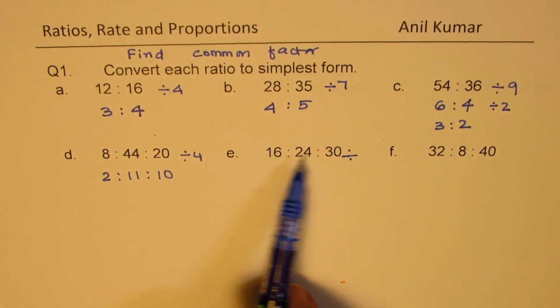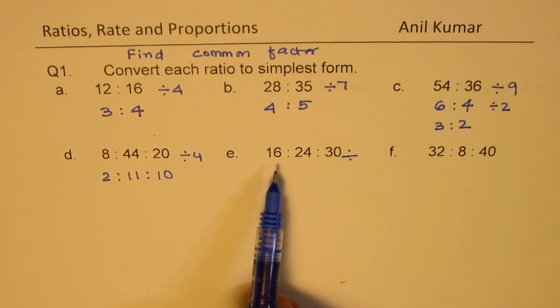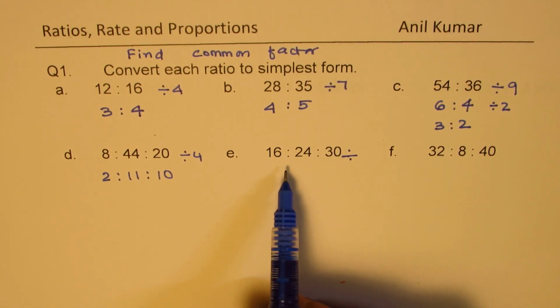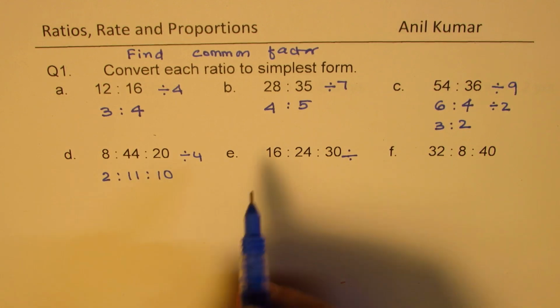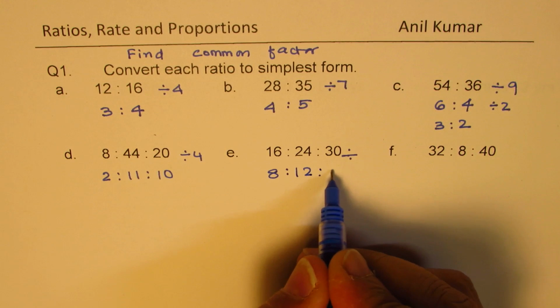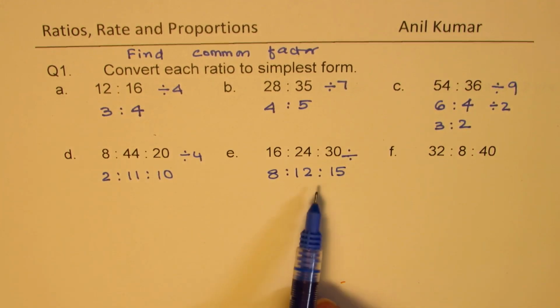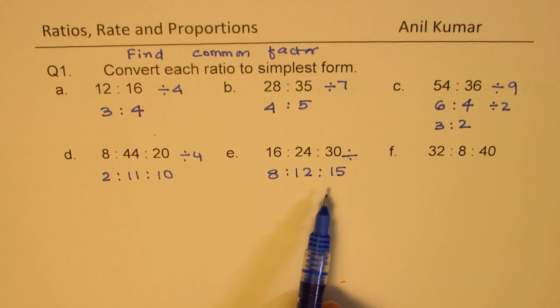You may not get the number straight away. So in that case, you could do it in parts. For example, we can first divide by, let us say 2. So I get 8, 2 times 12, and then 15. Well, this cannot be further reduced, so that becomes the simplest ratio, right?